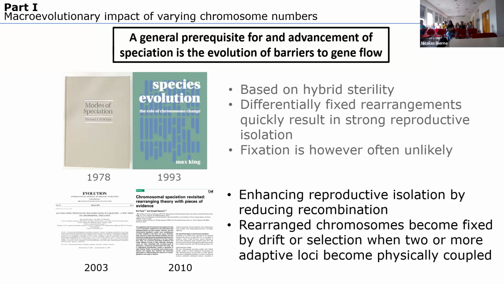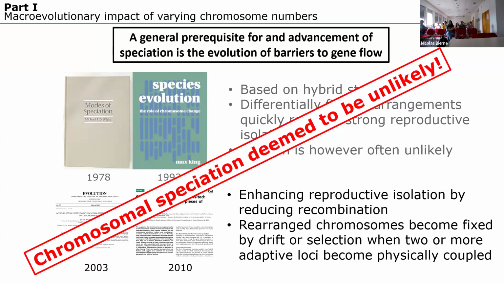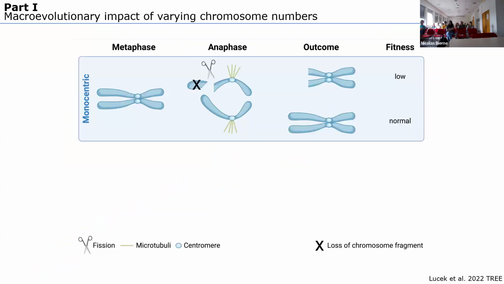Nevertheless, if you talk with people that work on chromosomal speciation, it is deemed to be unlikely. Why is this? Actually, I realized something when I looked at these theoretical approaches, namely that people thought only about monocentric chromosomes. So these are chromosomes that we have with.